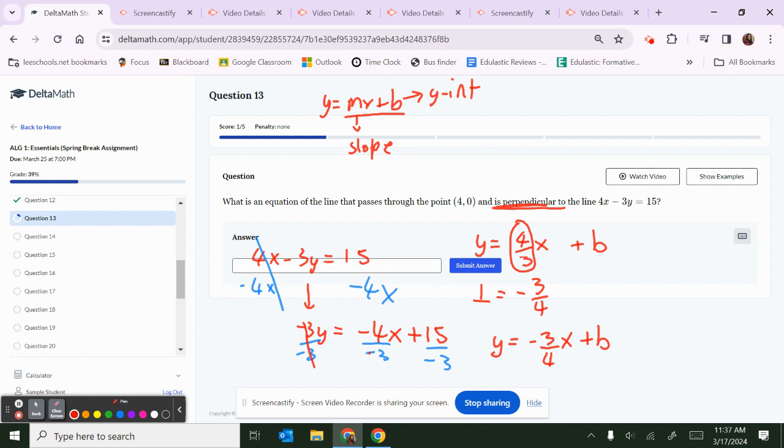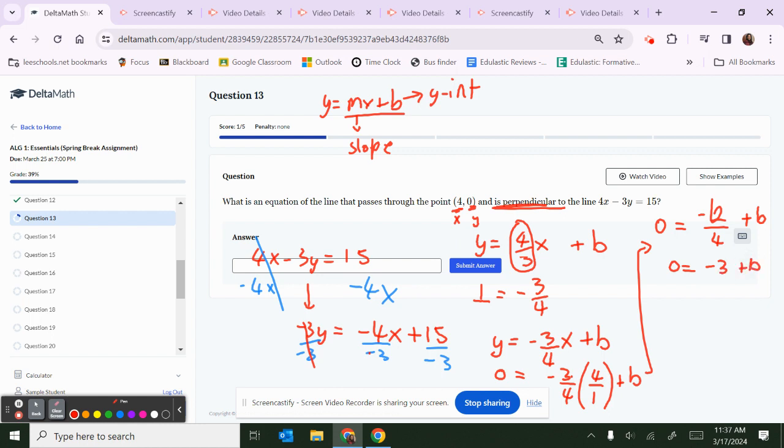So let's find what b is by plugging in our x and our y. My y is 0, so 0 is equal to negative 3 over 4, parentheses, my x is 4. I can write it as 4 over 1, and then plus b. So I would have now 0 is equal to negative 3 times 4 is negative 12, 4 times 1 is 4, and negative 12 divided by 4 is negative 3.